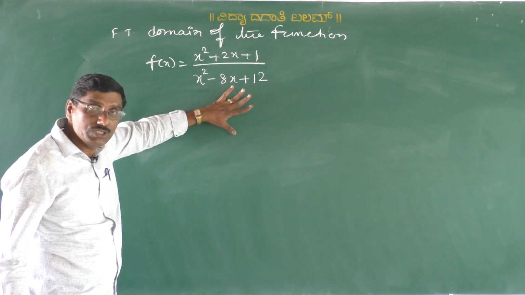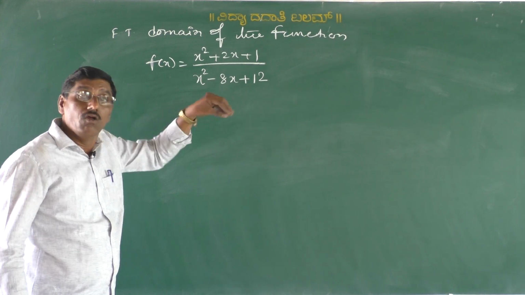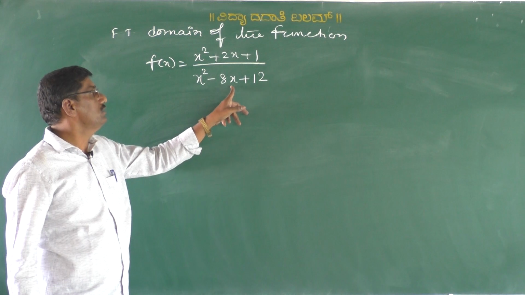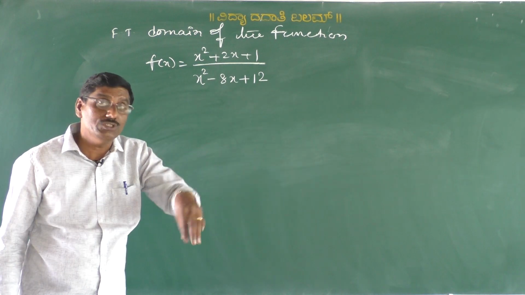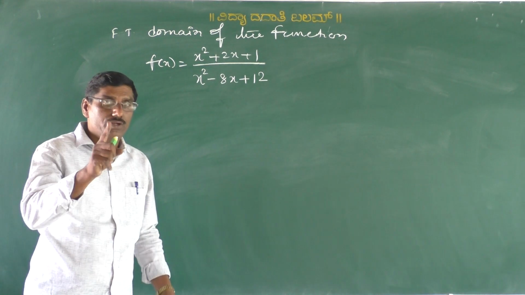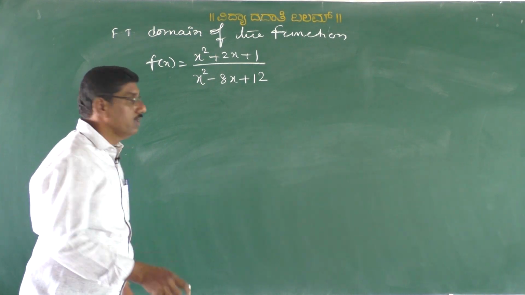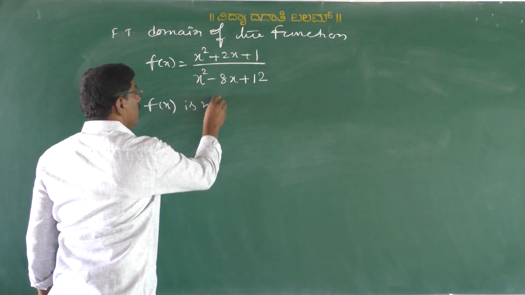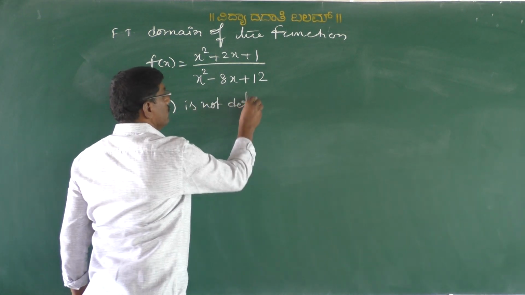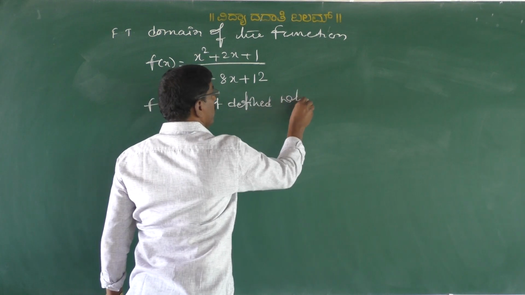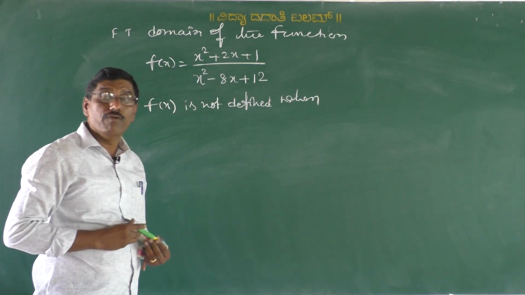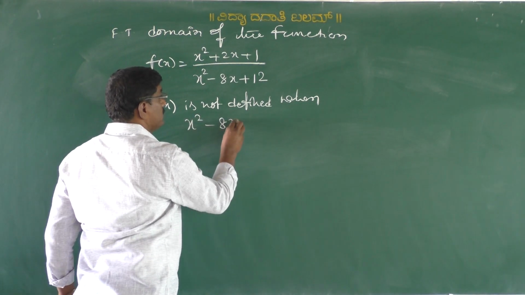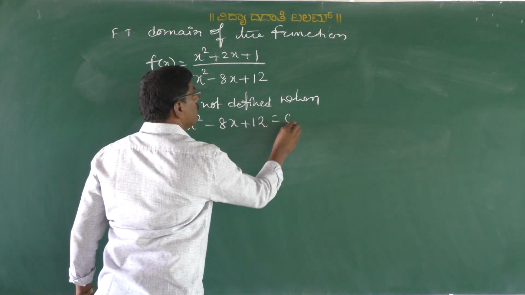That means this function is not defined when x square minus 8x plus 12 is equal to 0. Not defined. Are you understood? That means f of x is not defined, my dear students, when x square minus 8x plus 12 is equal to 0.